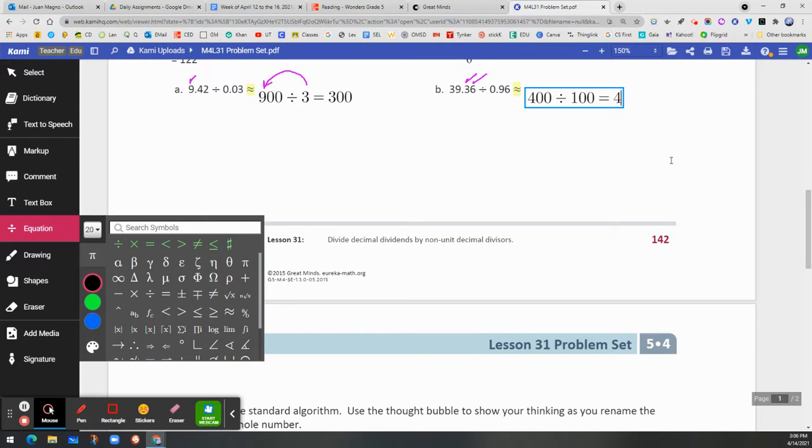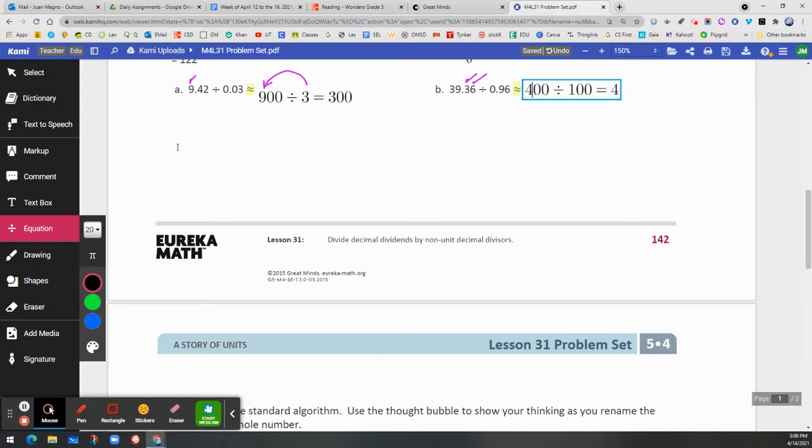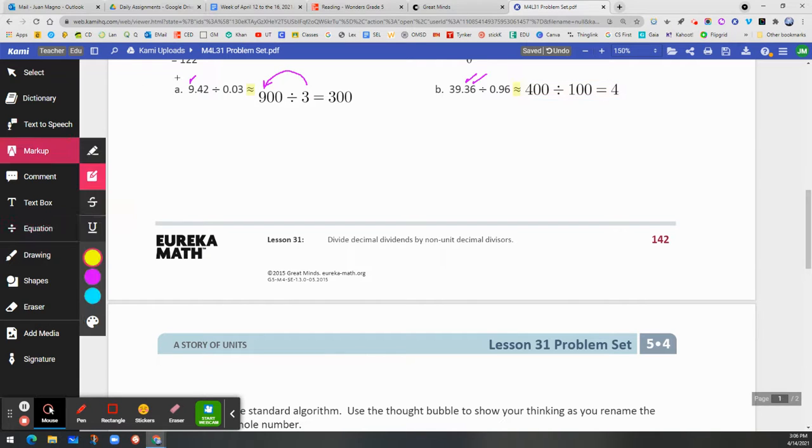Yeah, that would be correct on that example. Okay, so that's the estimation. All right, now let's look at what they did. Okay, now remember that division is a fraction, so we're gonna convert it to a fraction.